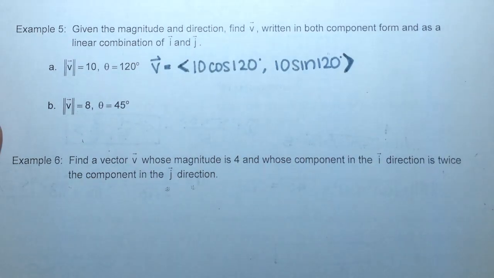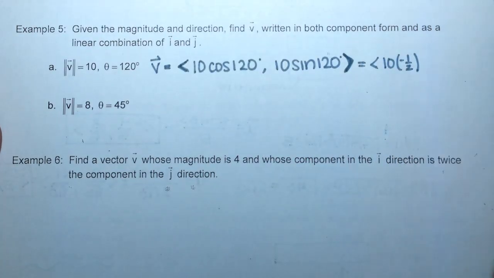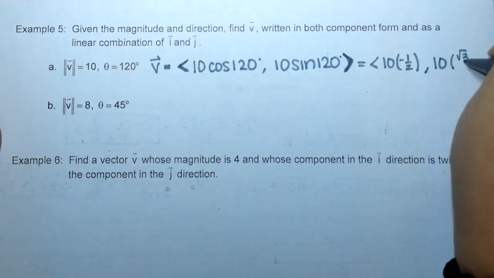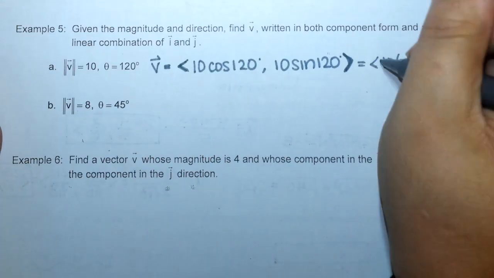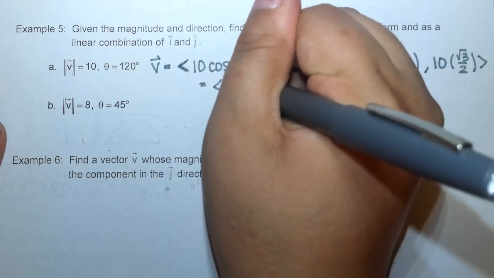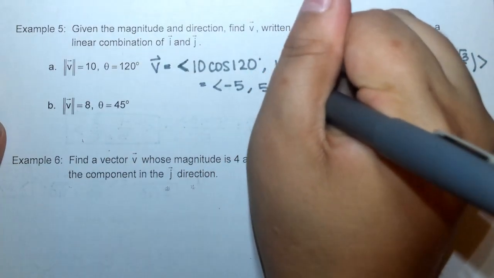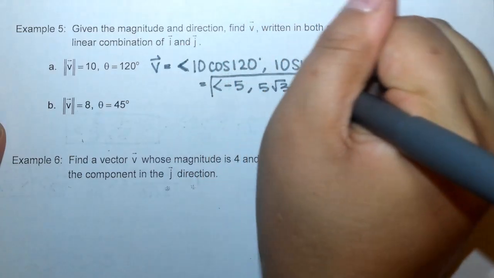What is the cosine of 120? So 10 times negative 1/2. What is the sine of 120? It's in the second quadrant, so your x should be negative, your y should be positive. And that gives me negative 5, comma, 5 root 3. And that is my answer.